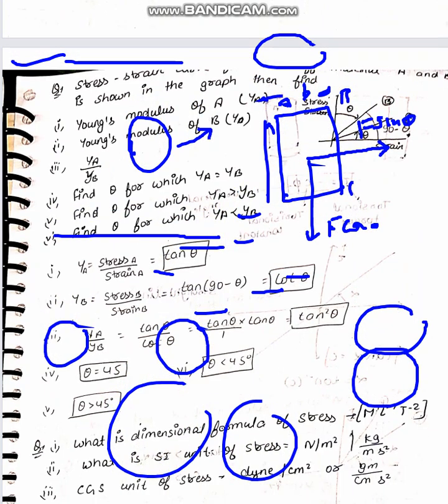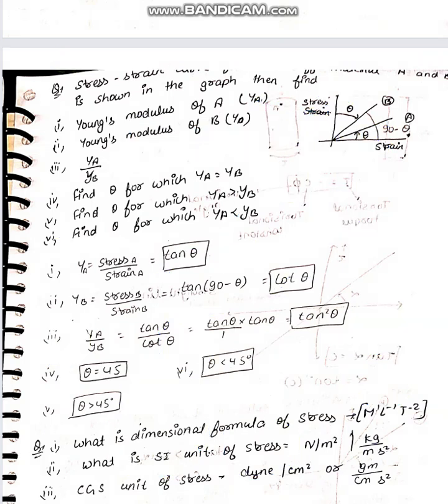Then let's start with another question. It is based on the stress strain curve. Here are given two graphs for material A and B. We need to find Young's modulus of A, then Young's modulus of B, then the ratio, then theta for which they are equal, YA greater than YB, less than YB.